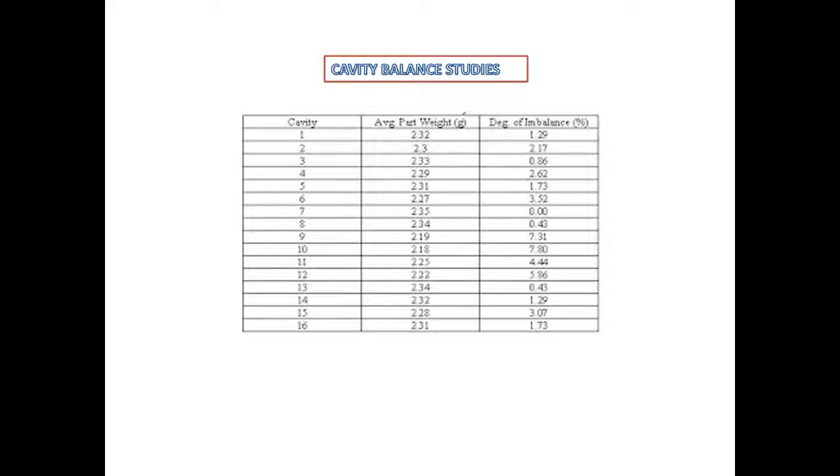And parts that are at the low end, we would open up the gates in order to improve the balance, and our goal would be to get the part weights to be consistent across all 16 cavities. This helps us because, when we're injecting plastic, the plastic flows evenly across all cavities and gives us better process control.